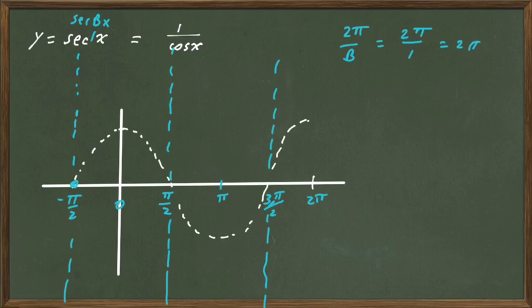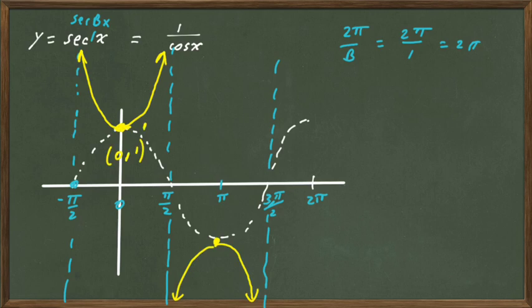The actual graph itself will come off of the cosine curve and approach these asymptotes. So here's one period or one cycle. Again, the amplitude was 1, so that's 0, 1. This would be pi comma negative 1, I believe. And that's a basic secant graph.